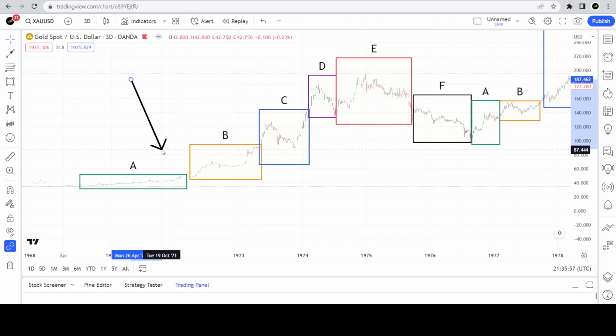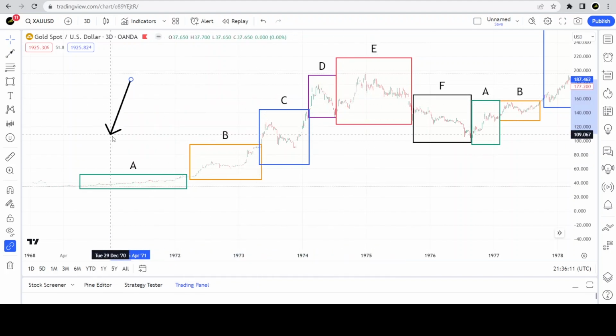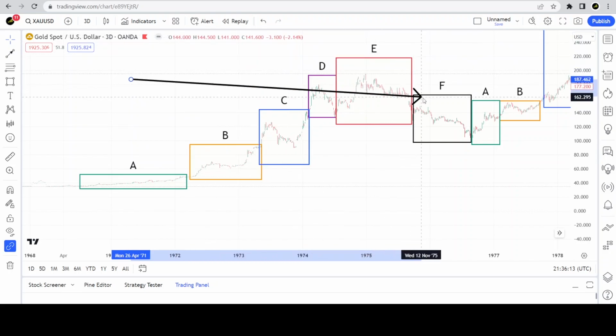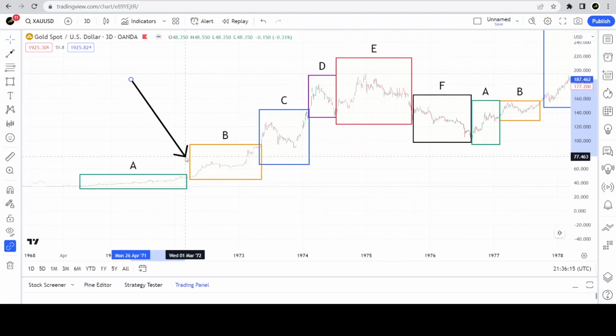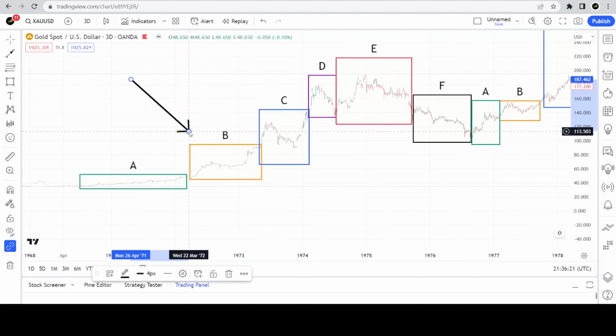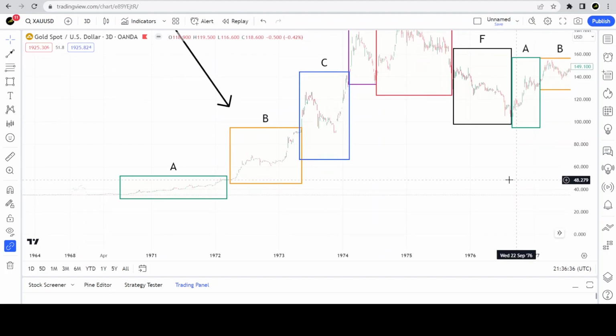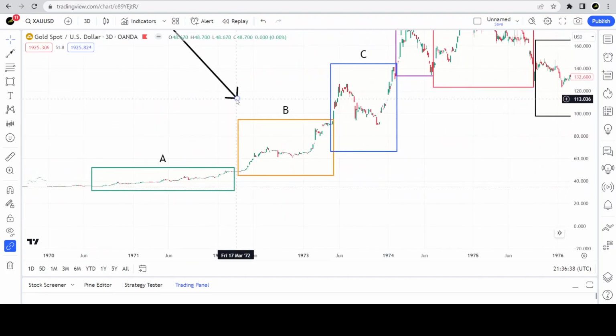Now, the reason why I'm starting at the beginning is because it is the beginning structure that sets the idea, the basic structure that is repeated throughout gold's history from here. So this is the original structure, if you will. All others are essentially going to be copies of this idea. When I say copies, they're going to be copies that are slightly different. They're going to be unique in their own way, but the basic concept is going to be repeated. So let's delve in and take a look at this.